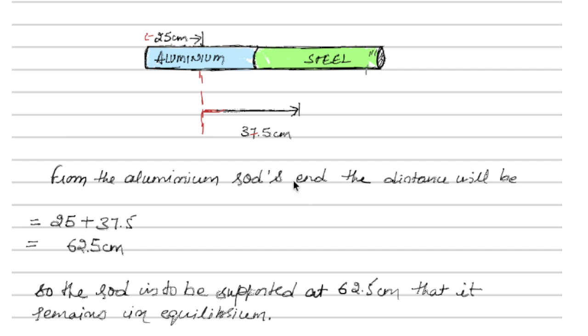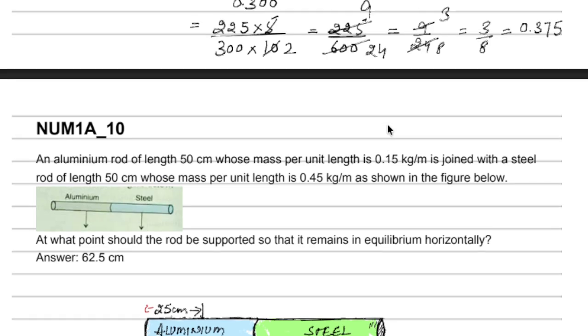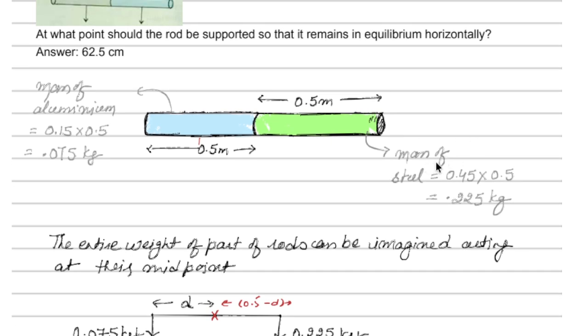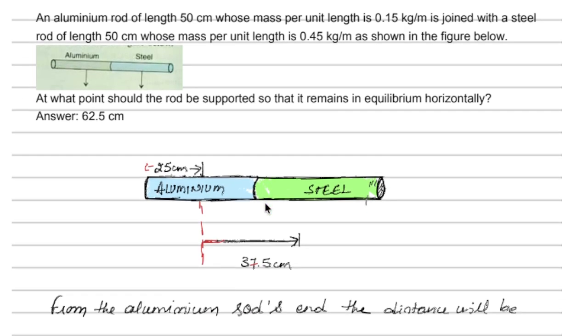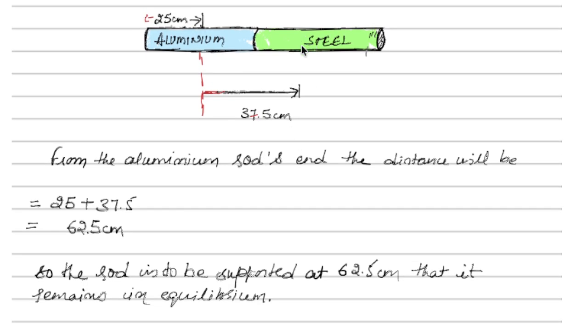Now, a little bit here we can also discuss why it has gone to this side. If you see the mass, this mass was much more than this one. This mass was more, this mass was less. That's why the center of gravity is getting shifted to this side, and that's why we are getting the value somewhere here.